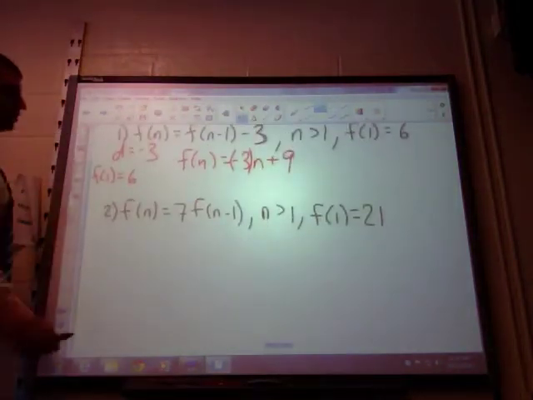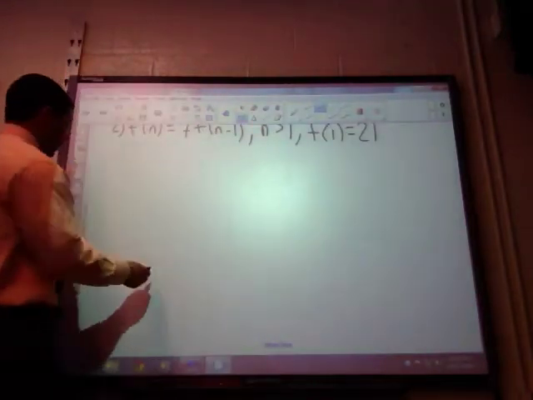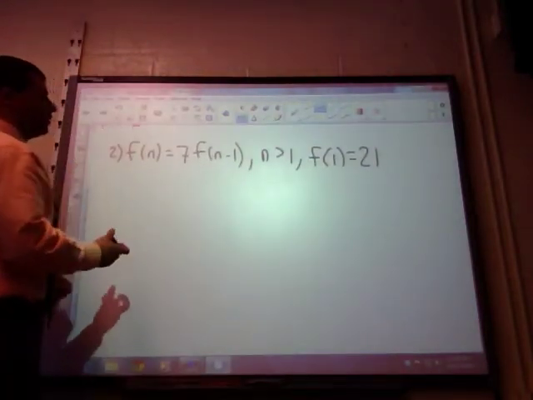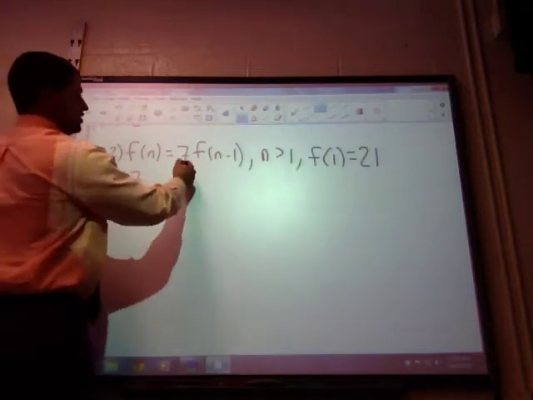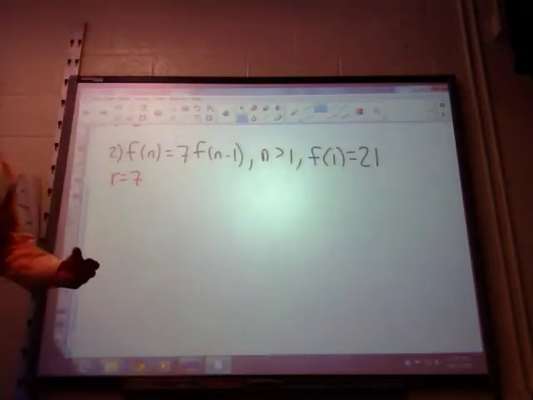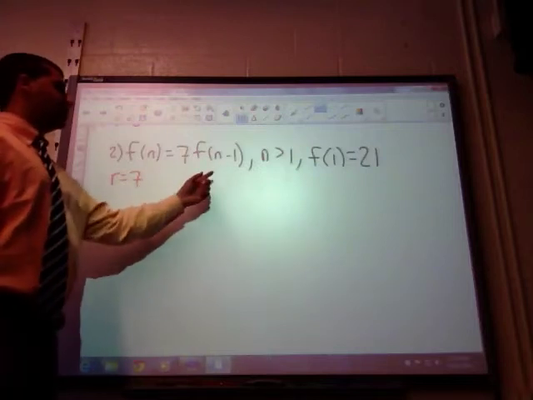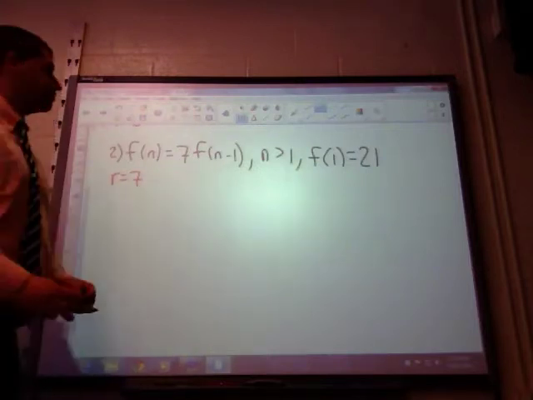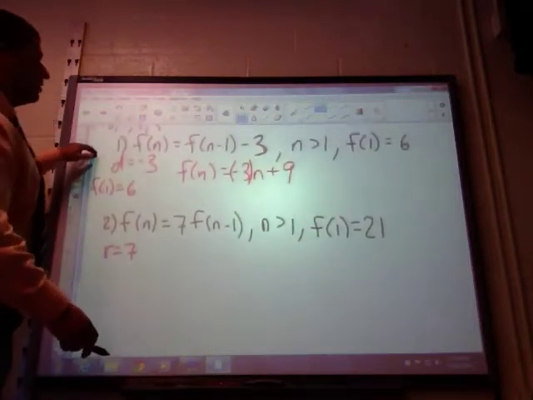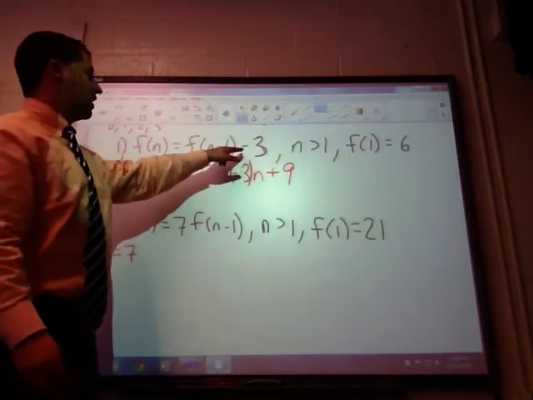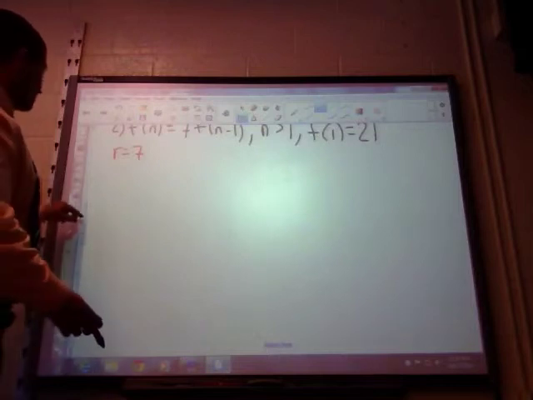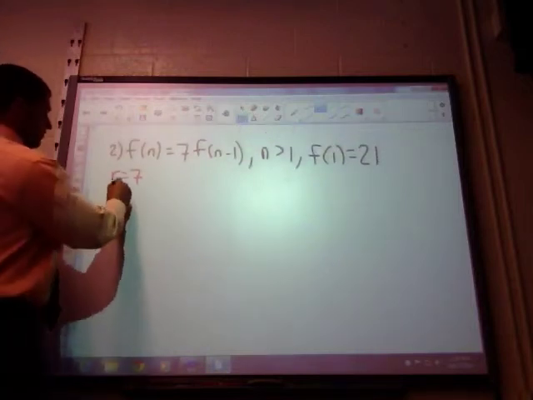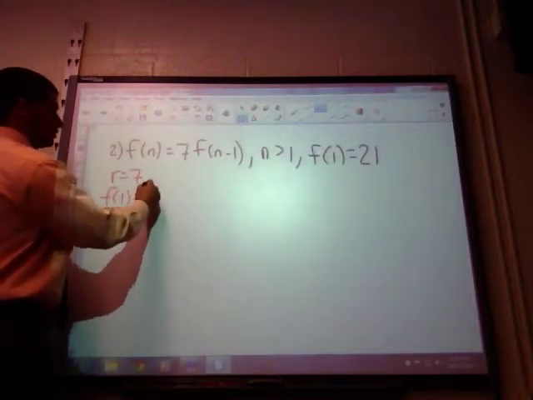Let's try number 2 with a geometric, since we're multiplying in our recursive formula. So here we can pull out that r is 7. Since there's no addition, if you see addition, you know arithmetic. If there's no addition in the problem, it's definitely a geometric. Even in the explicit, there's addition, and here would be the negative addition of 3. So r is 7, and f of 1 is 21.